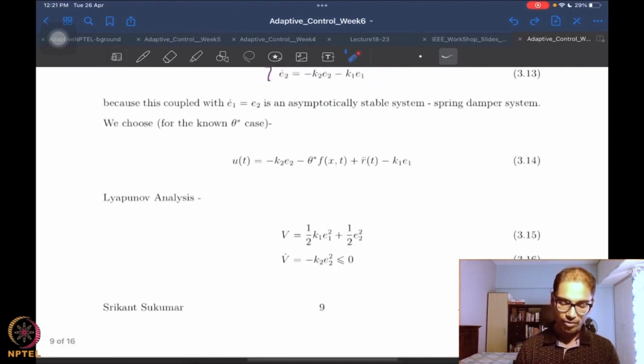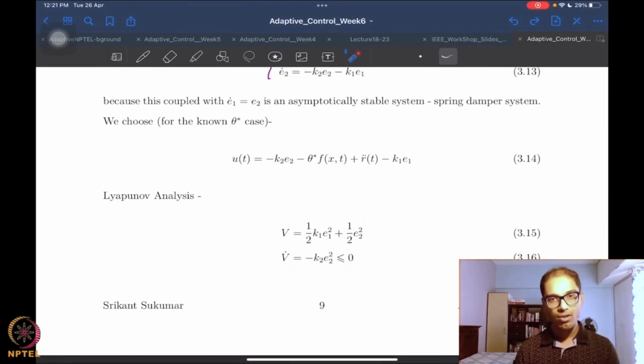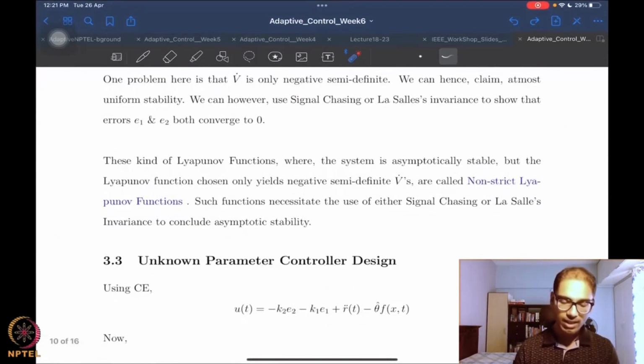However, the Lyapunov candidate that we've chosen only yields a negative semi-definite V dot, which does not allow us to conclude, from the Lyapunov theorems, that the system is asymptotically stable. These are called non-strict Lyapunov functions. And in case of non-strict Lyapunov functions, as has been mentioned, you have to use signal chasing plus Barbalat's lemma, or LaSalle's invariance in the special case of time invariant systems, to conclude asymptotic stability. All right, so it's a sort of weakness of, I would say, our analysis method. The system is known to have the nice property of exponential stability or asymptotic stability. However, because of our, say, not so good choice of Lyapunov candidate, we cannot conclude that from Lyapunov.